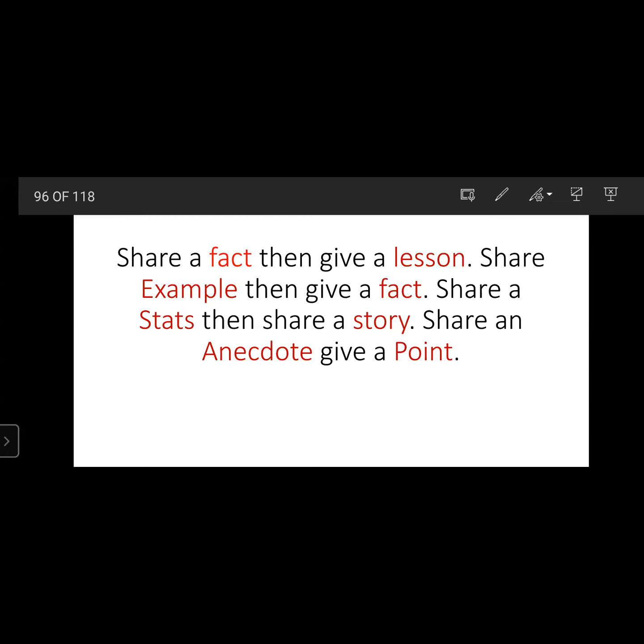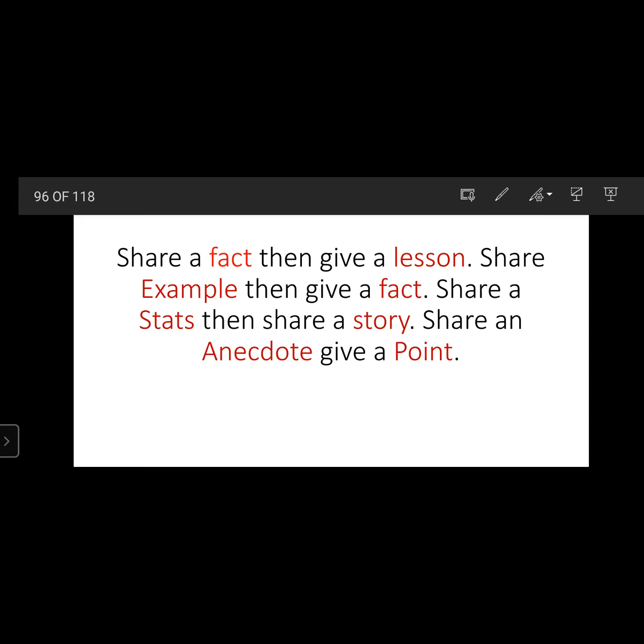So, sorry, not facts, that should be example. Share an example, then give a lesson. Please correct that, if you're following. It's not share a fact; the fact will also appeal to the left brain. So it's an example or story, then give a lesson. Example, give a lesson. Example again, give a fact. Stats, give a story. Anecdote, give a point.